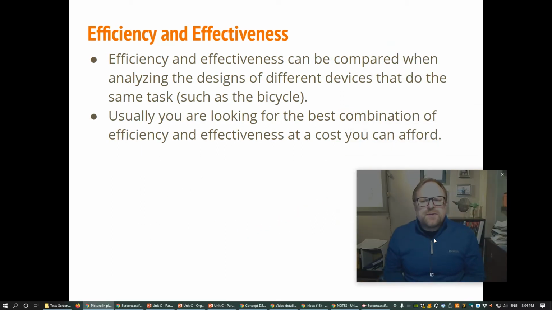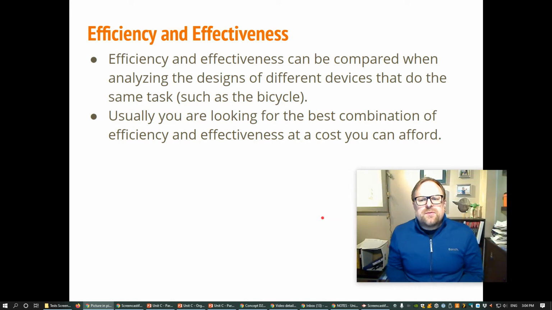Efficiency and effectiveness can be compared when analyzing the designs of different devices that do the same task. For example, looking at a bicycle. Okay, a mountain bike is a much more efficient and effective machine to use when you're riding in an off-road situation than a street bike might be, or than a tricycle might be. And so these are the ways that we might evaluate this.